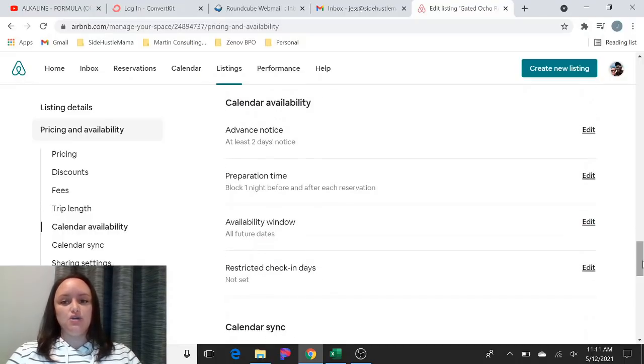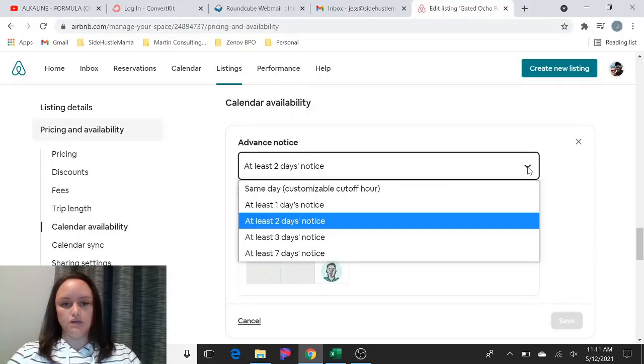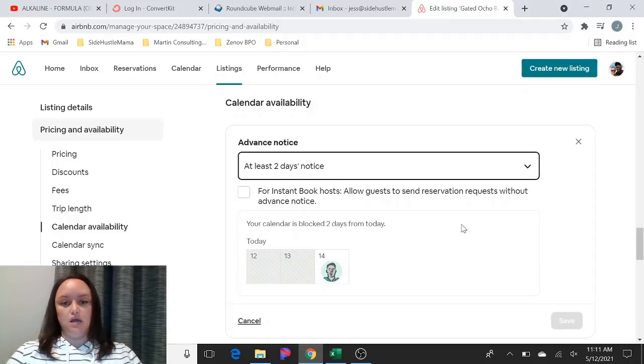And then calendar availability. This is really important, guys. So the advance notice. This is saying if you want to book my place, I need at least 2 days notice. You can edit this. I'll show you here. So you could say same day, at least 1 day notice, 3 days notice, 7 days notice. I've picked 2 days because I feel like that's more flexibility for the traveler, and at the same time it gives me enough leeway to make sure that the place is clean, to make sure that there's no issues.